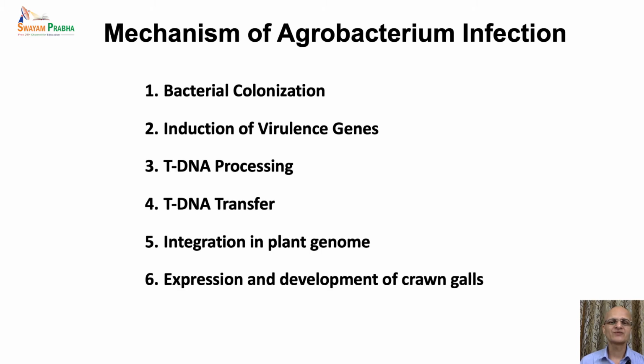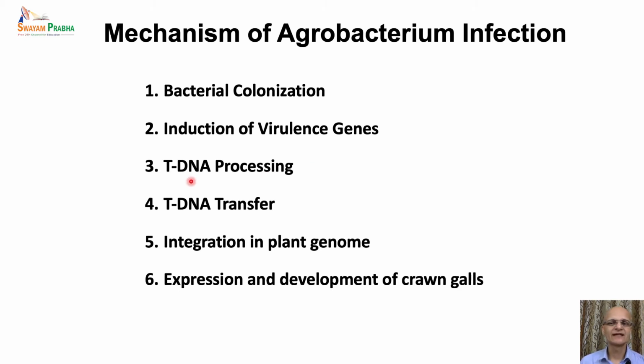Now, depending upon the various events during the infection process, this whole infection process can be grouped into 5 or 6 steps. First one is the bacterial colonization, that is, the bacteria colonizes on the plant parts like roots or stem. The next is the induction of the virulence genes. So once the bacteria colonizes, it needs to transform the plant cells, and hence it activates the expression of various virulence genes which are required for the infection process.